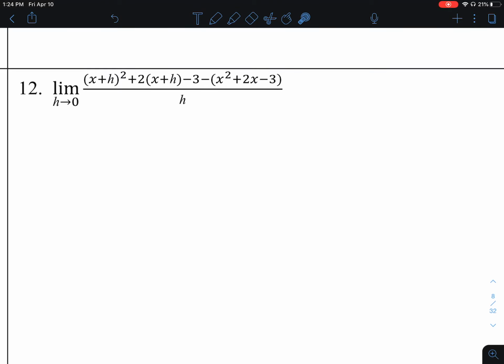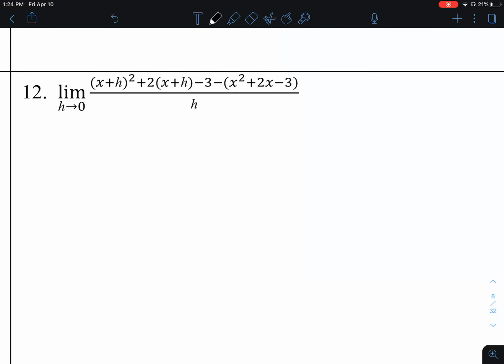All right, number 12. This is a special problem that you don't realize yet, but someday we'll talk about it. We cannot evaluate this currently because we're dividing by this h, which is approaching 0. So what we're going to have to do is multiply all this stuff out to try to get an h to cancel.